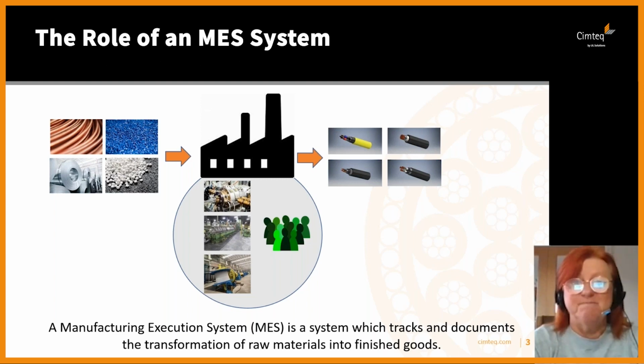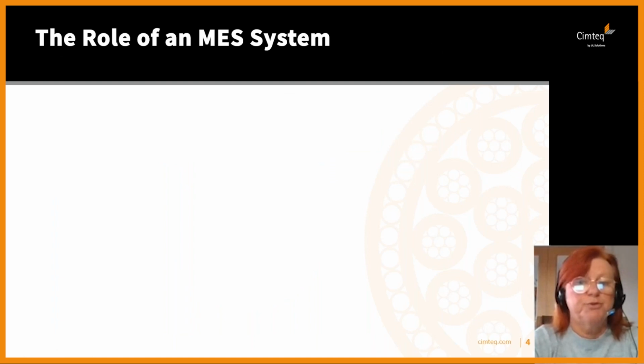Now, an MES system, for any type of manufacturing, its job really is to track and document the transformation of these raw materials into the finished goods. And as it's tracking these materials, it is helping us to better manage the processes that are going on internally so that we can improve and reduce costs. So let's open up this black box, this factory.